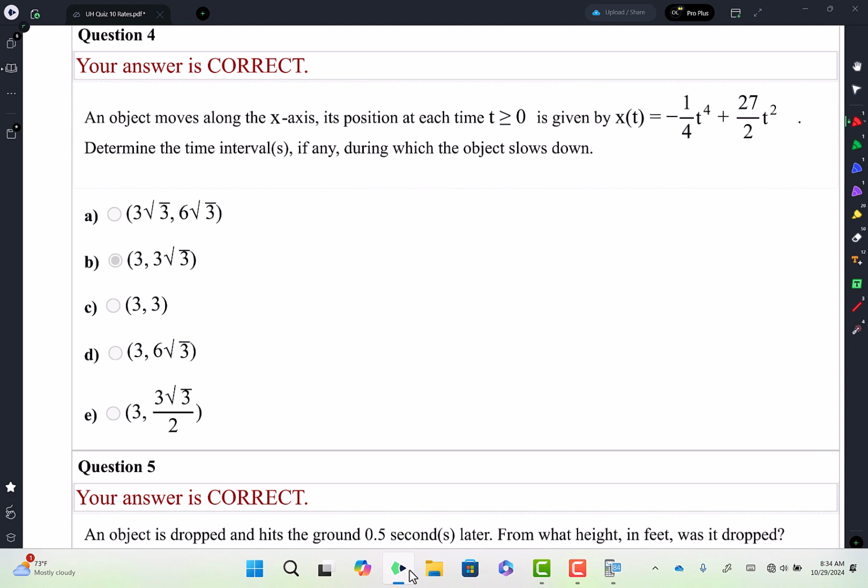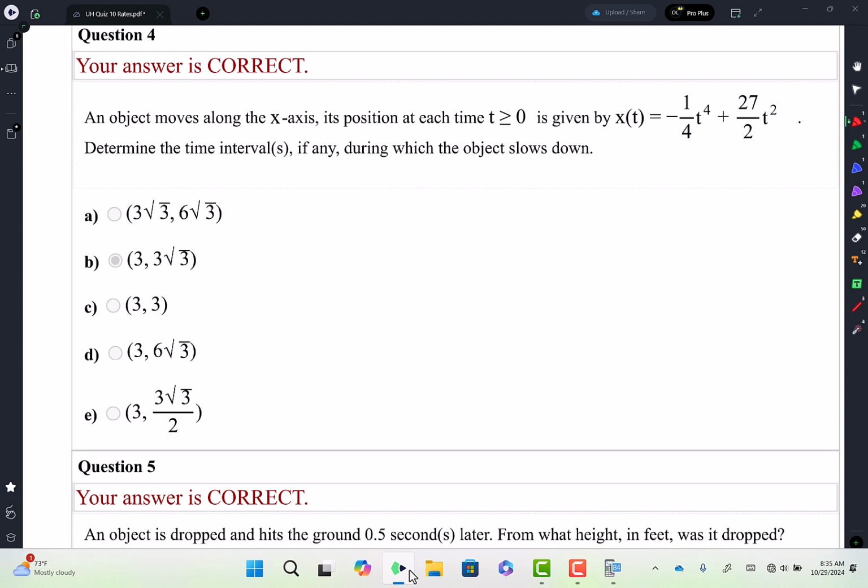Speeding up, because the acceleration is in the direction of your velocity. Does that make sense? So if velocity is positive and acceleration is negative, what's happening? Slowing down. Do you guys see that or no? Be honest. Okay. So that's what I'm looking for, where velocity and acceleration are opposite signs.